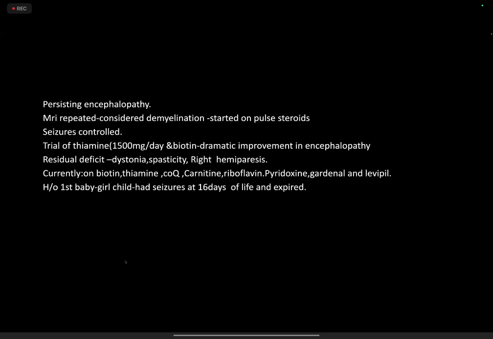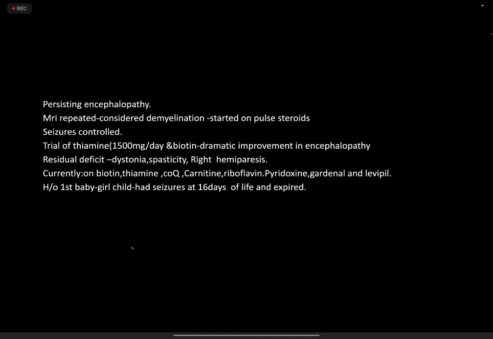Next slide. His encephalopathy was persisting, and his MRI was repeated, and that is again put up here. Considered as demyelination and started on pulse steroids. Seizures were controlled, but encephalopathy persisted, and on revisiting the MRI findings, we gave a trial of thiamine at a high dose, 1,500 mg per day, and biotin, following which his encephalopathy had drastically improved.